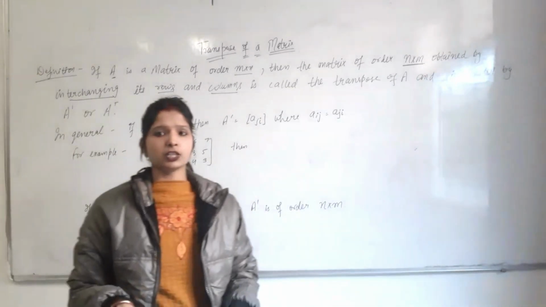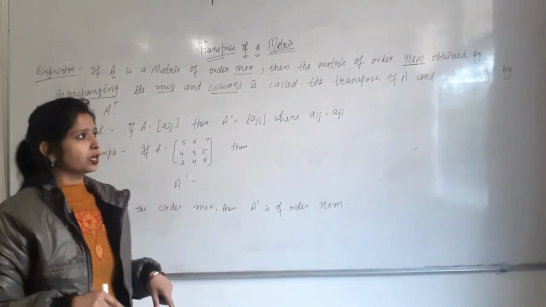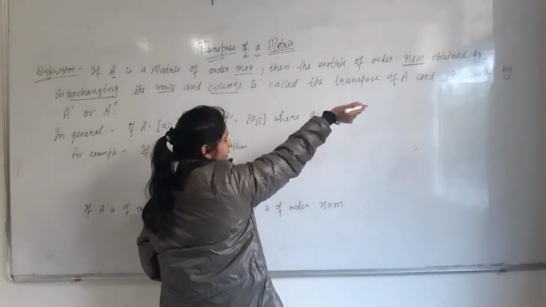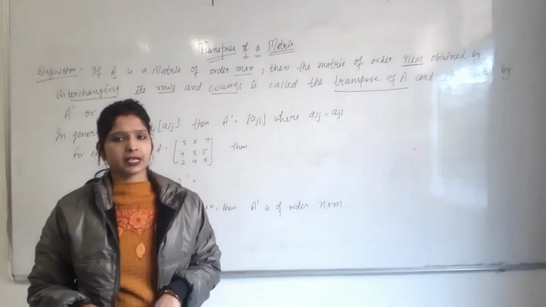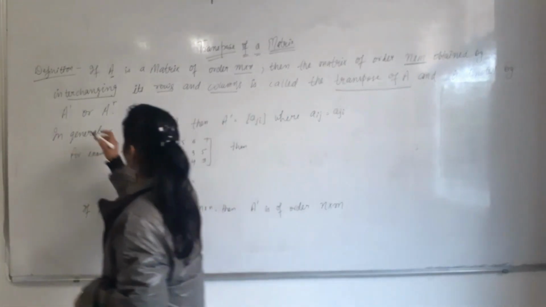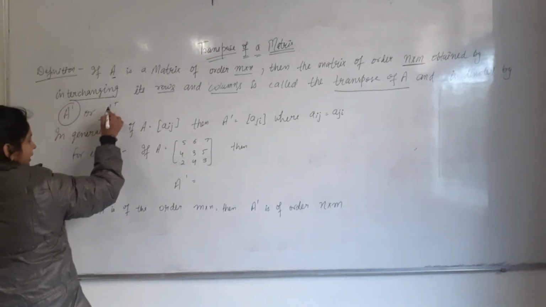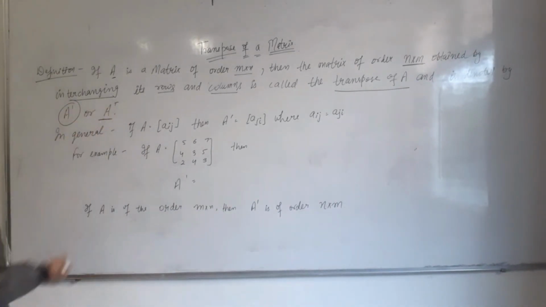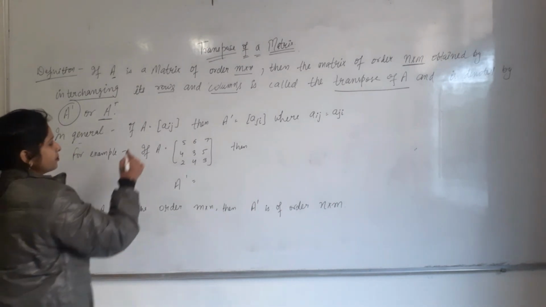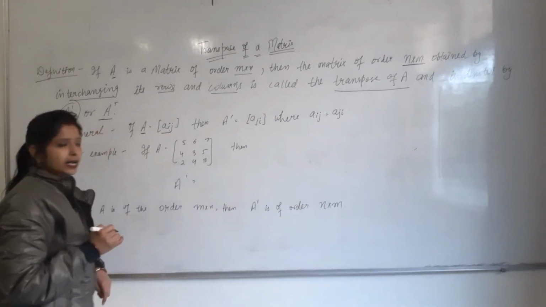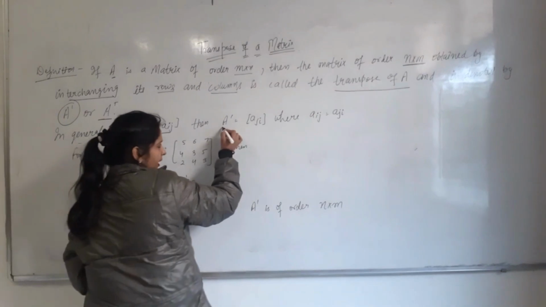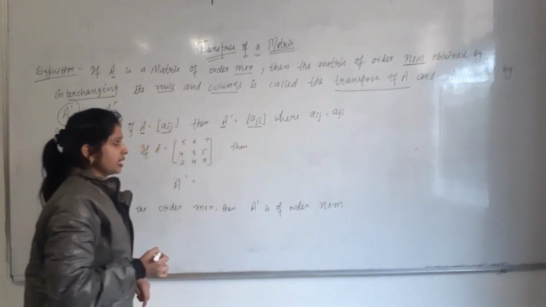We interchange rows by columns and columns by rows. The new matrix obtained is called the transpose of A, and it is denoted by A transpose, or A T, or A dash. So this is the definition of the transpose of a matrix. In general, if A is equal to the matrix A i j, then A transpose will be A j i.